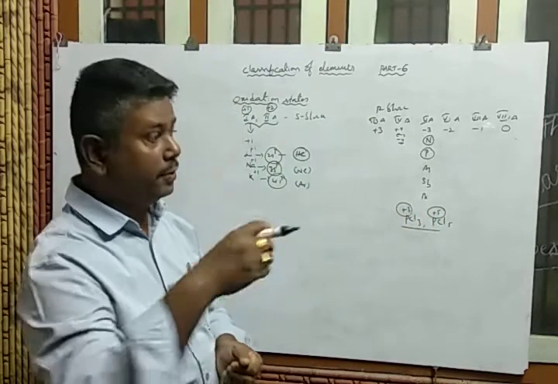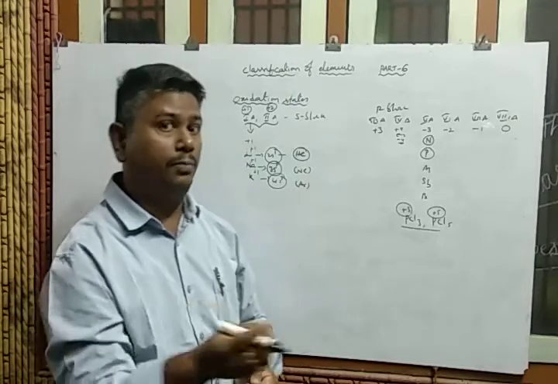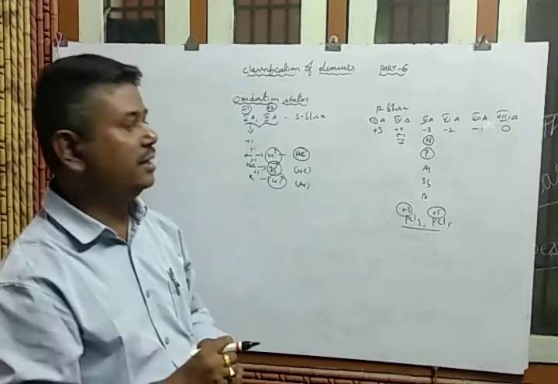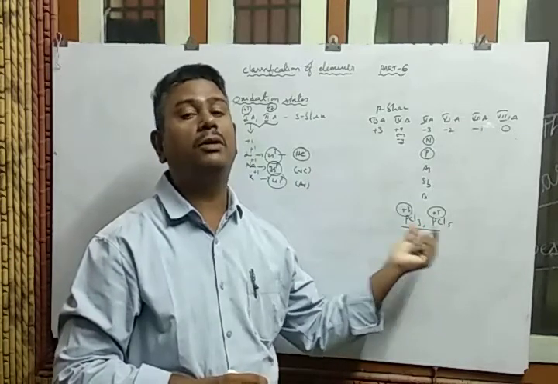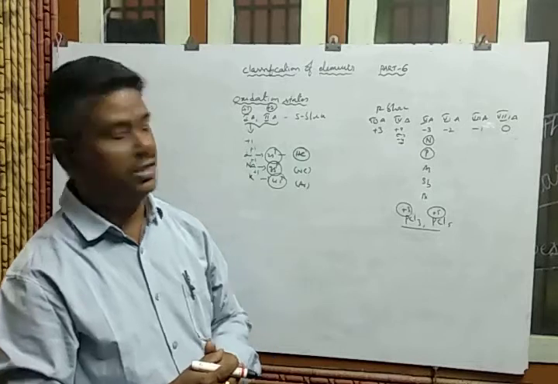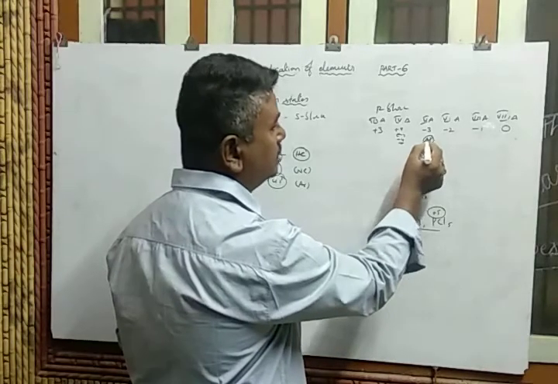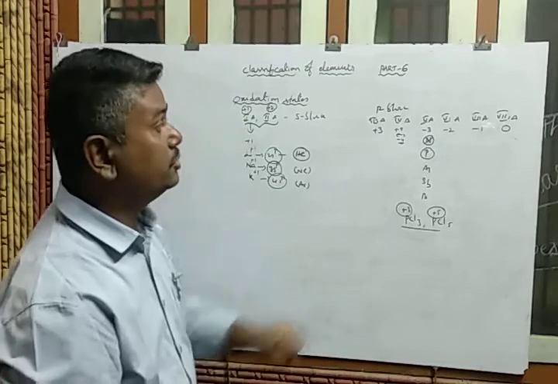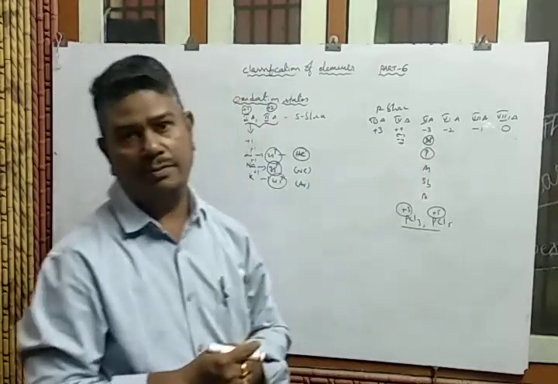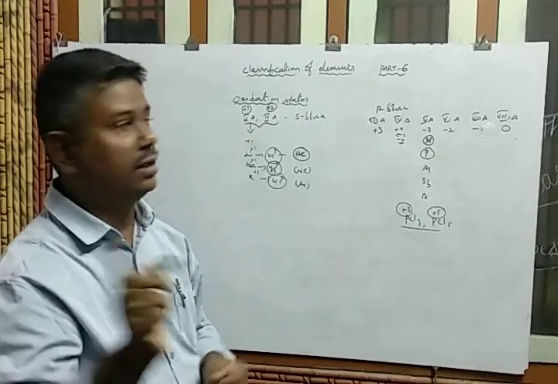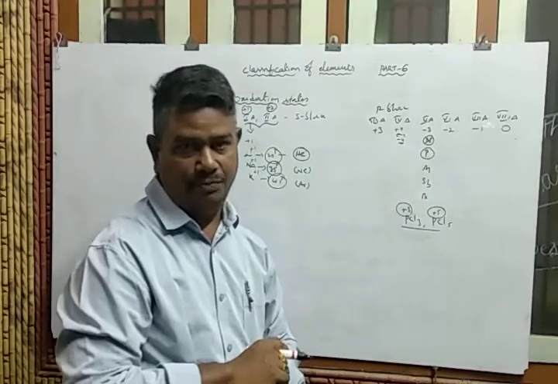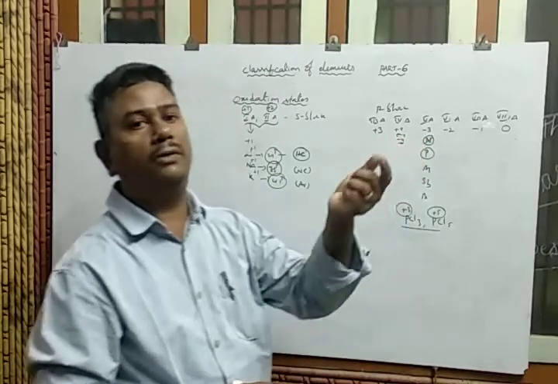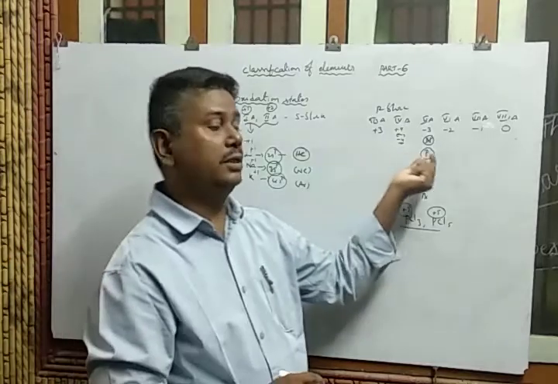So these group elements, due to the probability of which one? D orbitals being present, that's why they show variable valencies or variable oxidation states. Whereas nitrogen doesn't show variable valency. Sorry, it shows variable oxidation states, but not variable valency. Clear? Because of the lack of d orbitals, nitrogen has no d orbitals, whereas phosphorus has d orbitals.